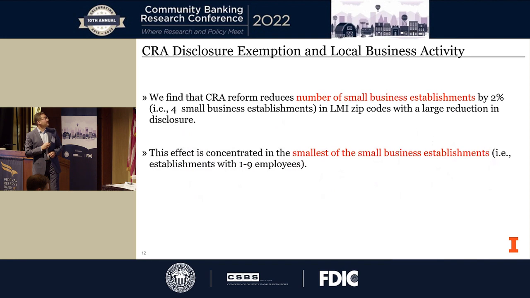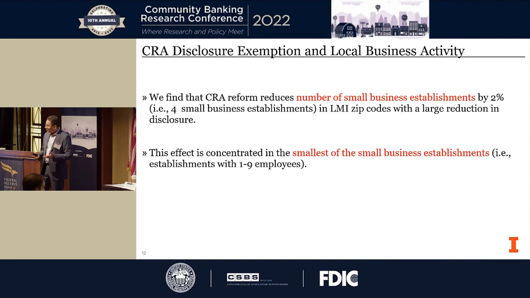And here are our findings, without going into much detail. We find that after this disclosure rule change, there is a 2% decline in small business establishments in low or moderate income areas, let me say poor areas. This translates into about 4 businesses per zip code.